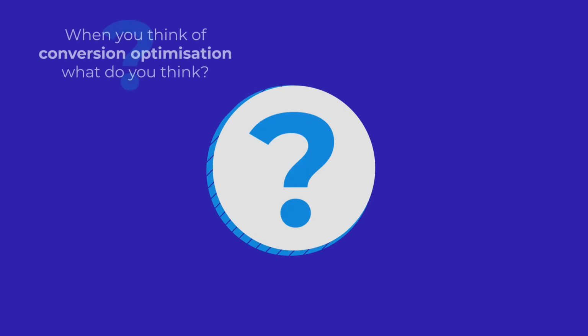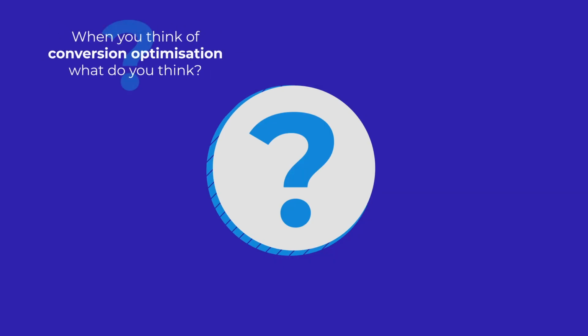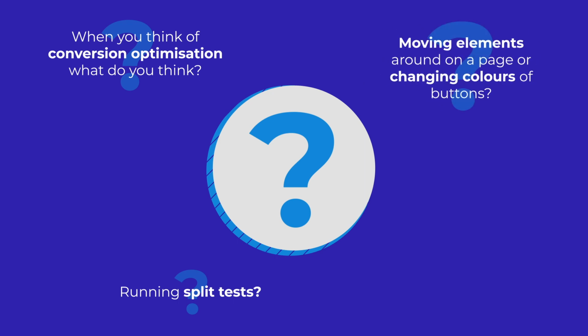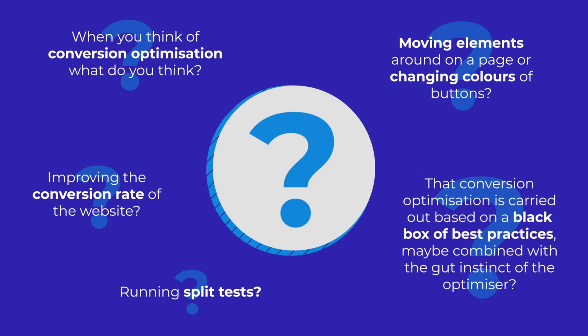So when you think of conversion optimization, what do you think? Running split tests, moving elements around on a page, changing the colour of buttons, improving the conversion rate of the website? Maybe you think conversion optimization's carried out based on a black box of best practices combined with the gut instinct of the optimiser. Well, I'm sure for some people that might be how conversion optimization works, but true effective conversion optimization tends to follow a methodical process.